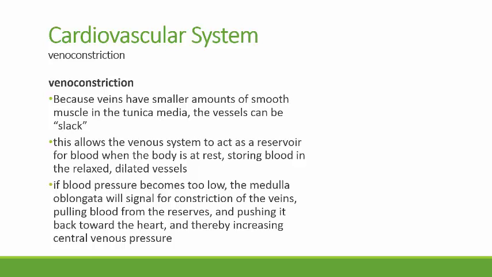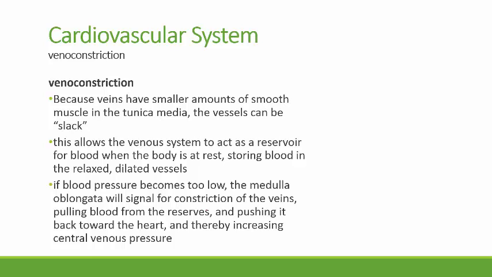But if blood pressure becomes too low, the blood pressure centers of the medulla oblongata will recognize this and can send out a signal for constriction of the veins. And so as the veins constrict, the volume of the venous system becomes less, and the blood that is there in reserve, if you can think of it that way, will be brought into circulation with a little more pressure, a little more vigor, and it will be pushed toward the heart, and as a result, central venous pressure will also increase.